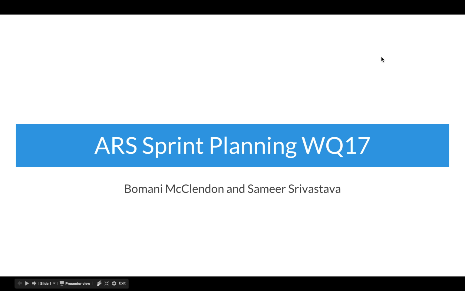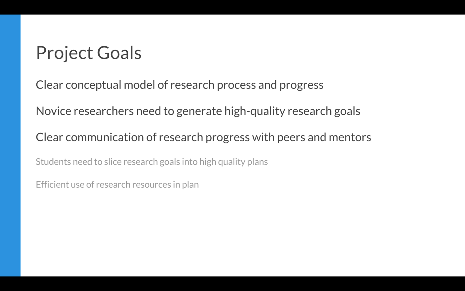This is the ARS Sprint Planning quarterly update for winter quarter 2017. So this quarter we have a few project goals. These are design goals that we're focusing on. One, clear conceptual model of research process and progress. Two, novice researchers need to generate high quality research goals. And three, clear communication of research progress with peers and mentors. We have two secondary goals, which specifically are students need to be able to slice research goals into high quality plans, and efficient use of research resources in your plan.